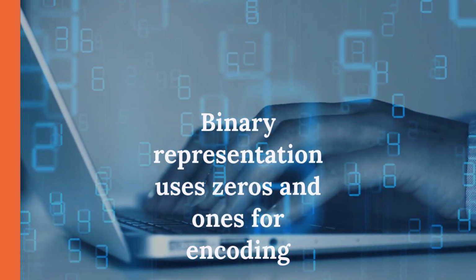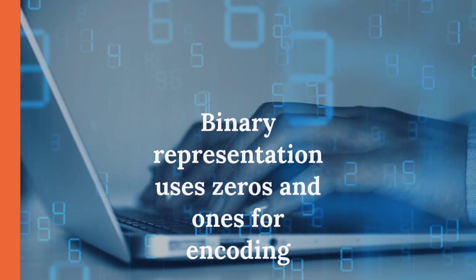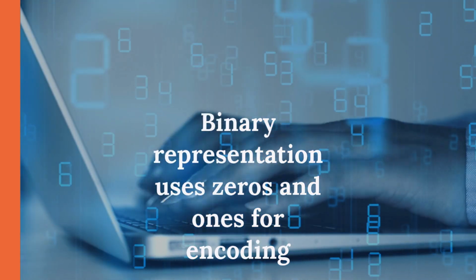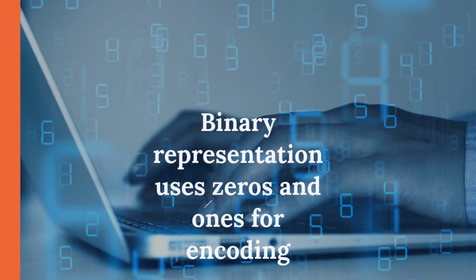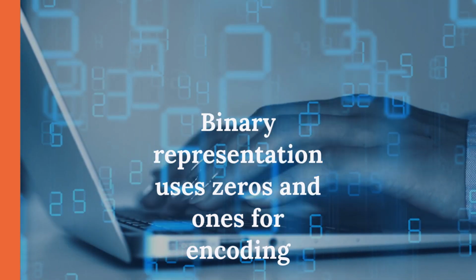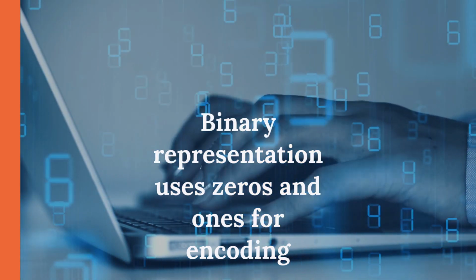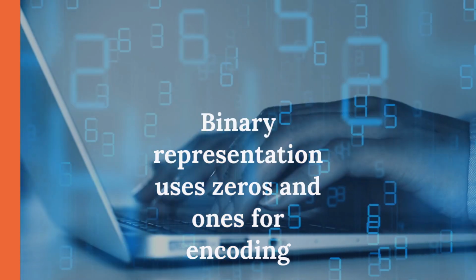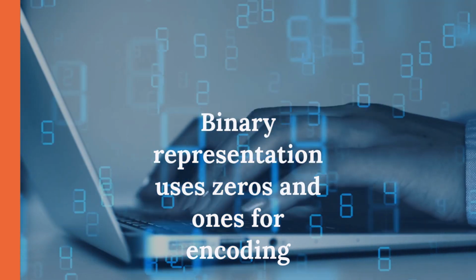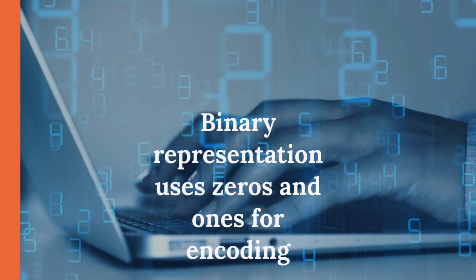Binary representation uses only zeros and ones. Each bit represents a power of 2 based on its position. This method is used because hardware easily distinguishes two states. All computer data is encoded in binary form. It's how computers process everything from numbers to complex data.